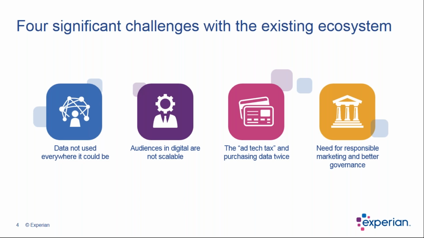Of course, the ad tech tax is a problem. Now, you do have to pay for your suppliers. That's the nature of accessing the ecosystem. But there are a lot of inefficiencies there. And one of the inefficiencies that we've identified and we think can be solved is the fact that often you're purchasing data twice. Often the advertiser and the publisher purchase the same data without necessarily needing to.